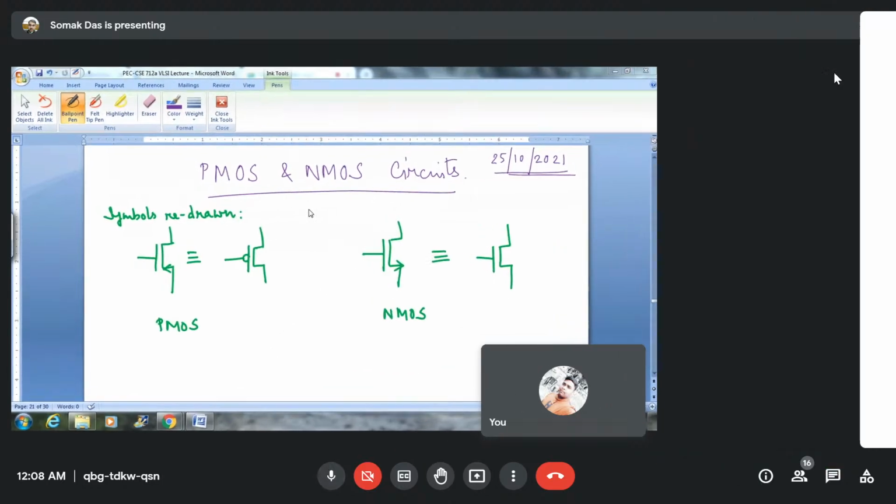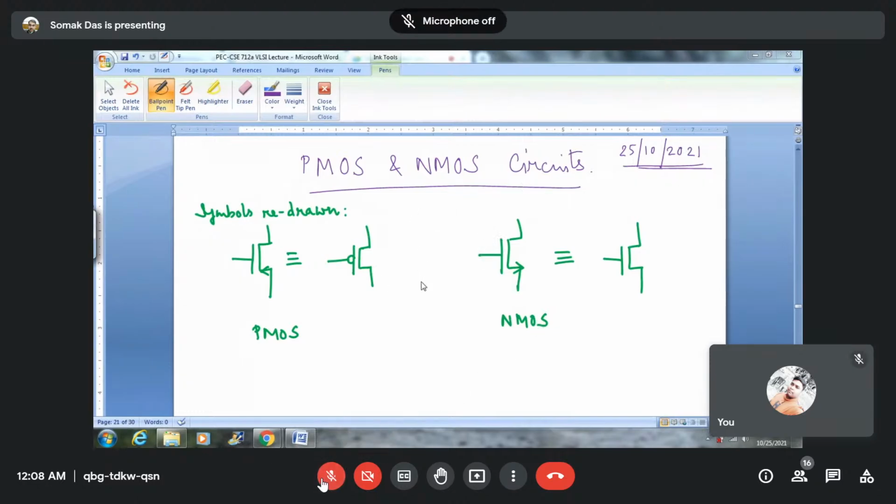Okay, so today our topic is NMOS and PMOS circuits. And before we proceed into the circuit design phases, we will try to redraw the symbolic representation. So the symbols of PMOS and NMOS, which were the arrow-based symbols, are replaced for the sake of simplicity to a more digital pattern. So the PMOS transistor symbol will be with a bubble at the gate terminal, and the NMOS transistor symbol will be without any bubble in the gate terminal.